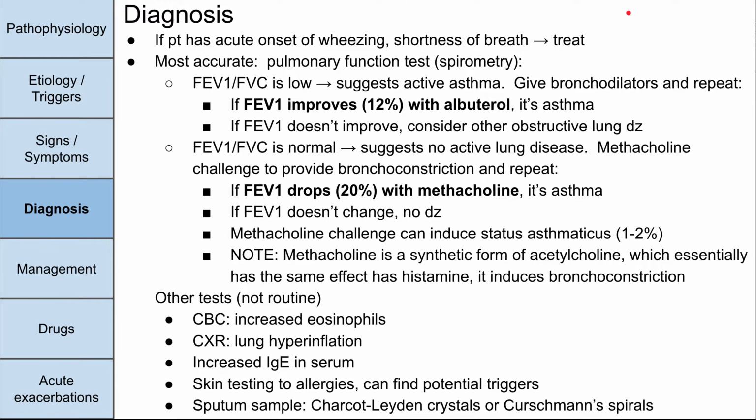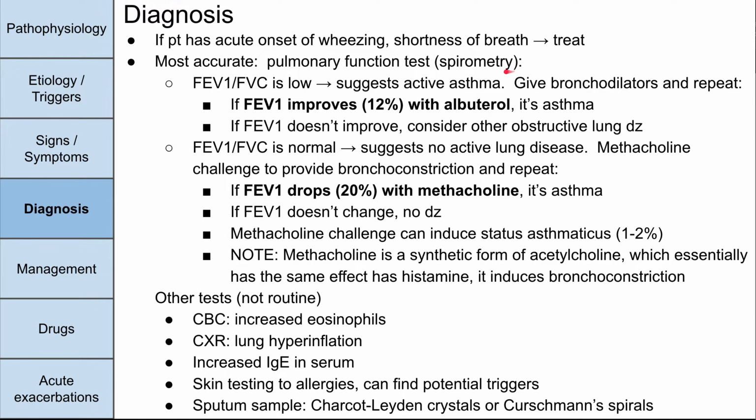So this is how you'll make the formal diagnosis of asthma. First of all, if a patient, like a young kid, comes in with acute onset of wheezing and shortness of breath, you can just treat it. You don't necessarily need to do all these things before you treat it. Sometimes it's pretty obvious, and experienced clinicians, pediatricians might hear the wheezing, know it's asthma, and just treat it. That being said, the most accurate test is the pulmonary function test.